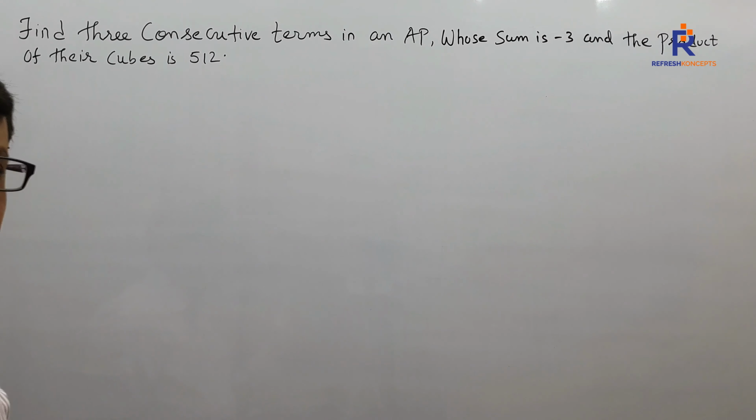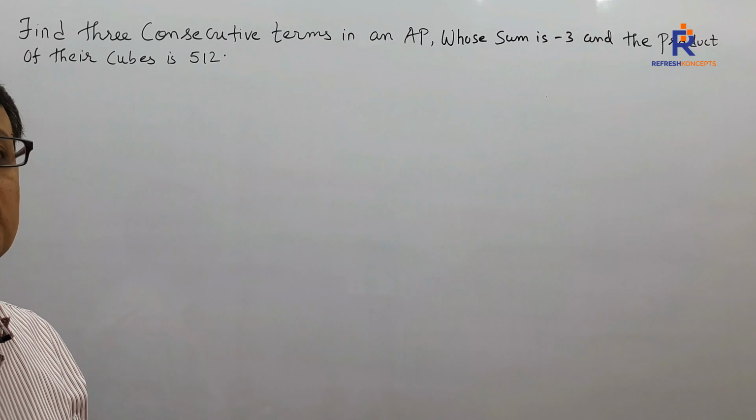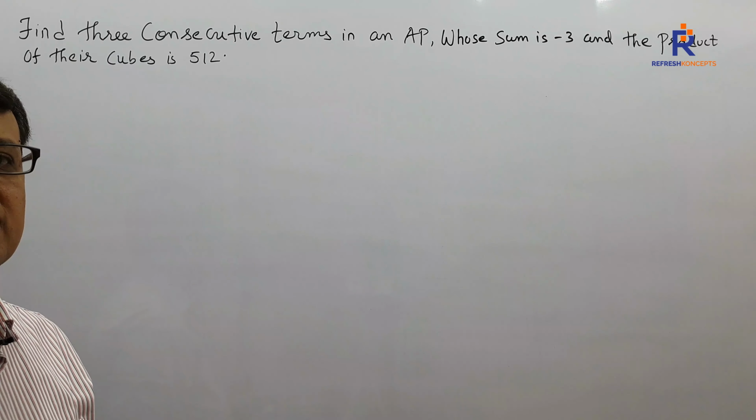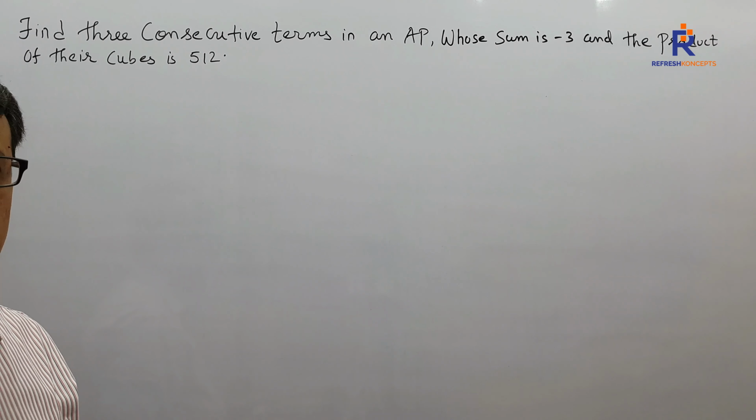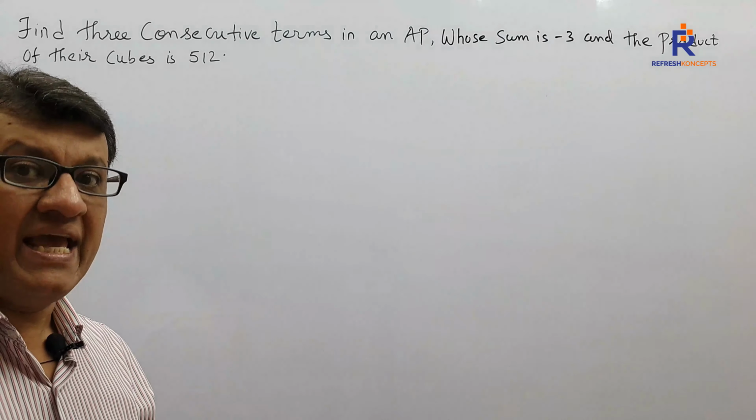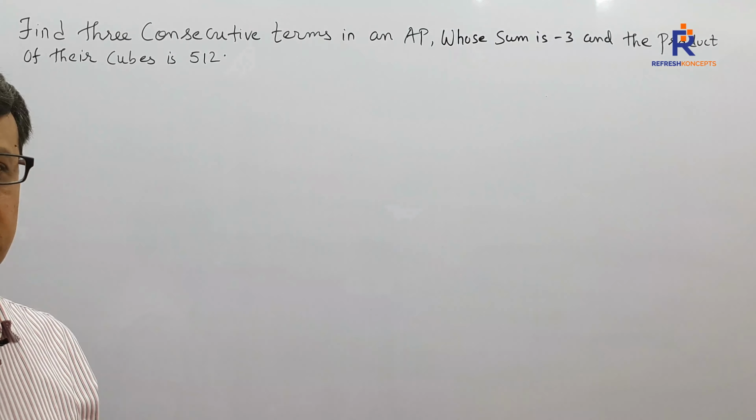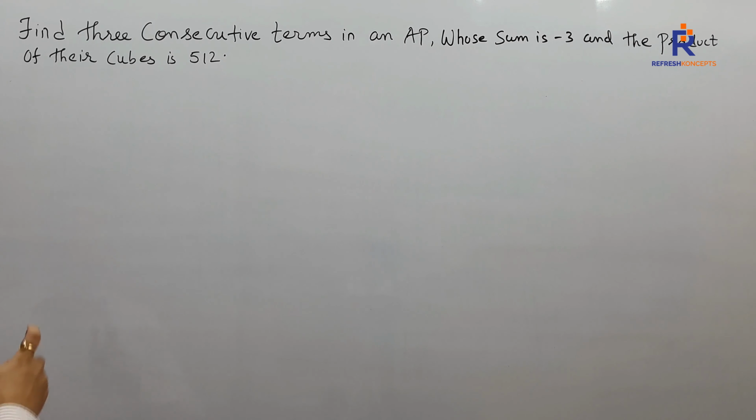So I did mention in my previous slide that I'm going to make you understand why we are going with A minus D, A and A plus D when it comes to three terms, and why not A plus D and A plus 2D. I remember I said that. So let me start with my solution.